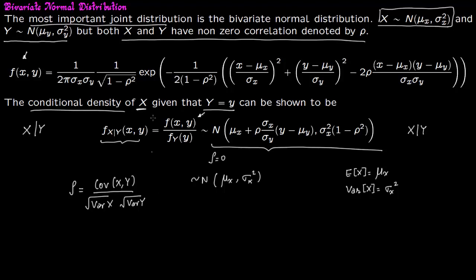Now obviously you could just reverse x and y and find the conditional distribution of y given x. This will again be normally distributed. So instead of mu x you have mu y plus rho times, instead of sigma x you have sigma y, then you have x minus mu x, and the variance would be, so that is it.